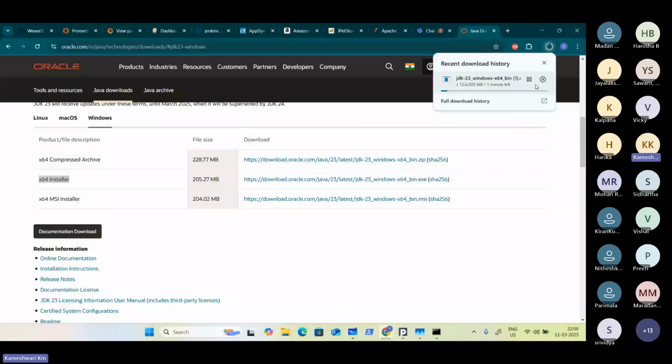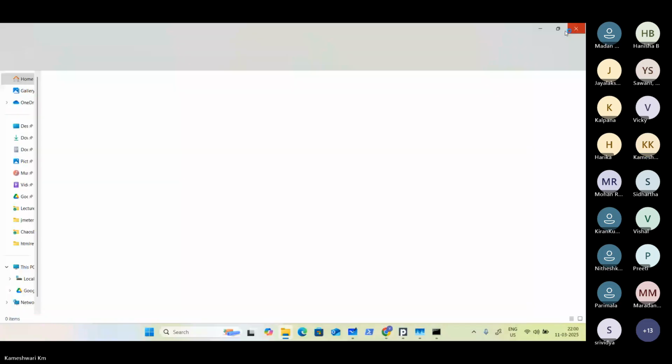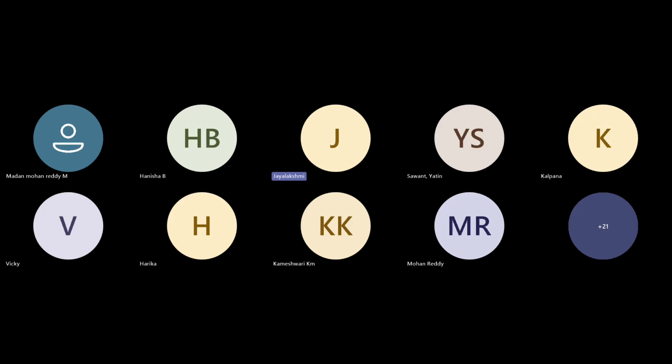Once it is downloaded, I think I already downloaded one file. Let me see. So Vishnu, 21 is also fine, right? Java version, yes. 21, even 18, 19 is also fine if it's already there for you. Okay.